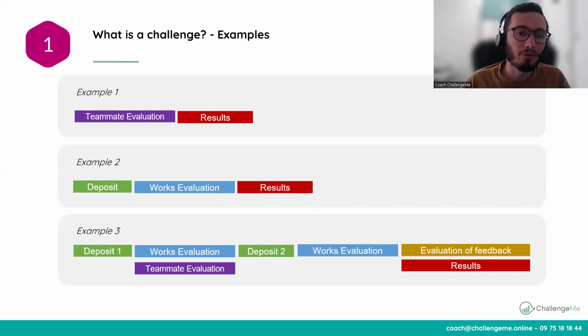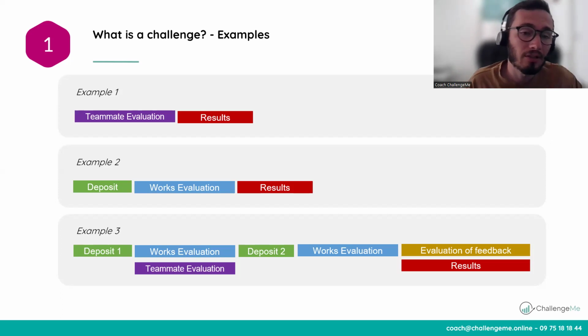So here I have 3 examples. The example we'll see today is example number 2, because in example number 2, we have a submission phase, a work assessment phase, and a result phase. If I want to allow the students to assess their teammates, I would use example 1. And I can also create a specific challenge with, for example, a first submission phase, which will be assessed by students during the work assessment phase.